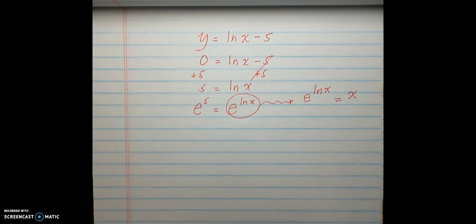And now e to the ln x is just equal to x. And so now we have found our x-intercept, which is e to the 5. However, e is a number by itself. Let us now go back to Desmos and plug in e to the 5 and see what appears.